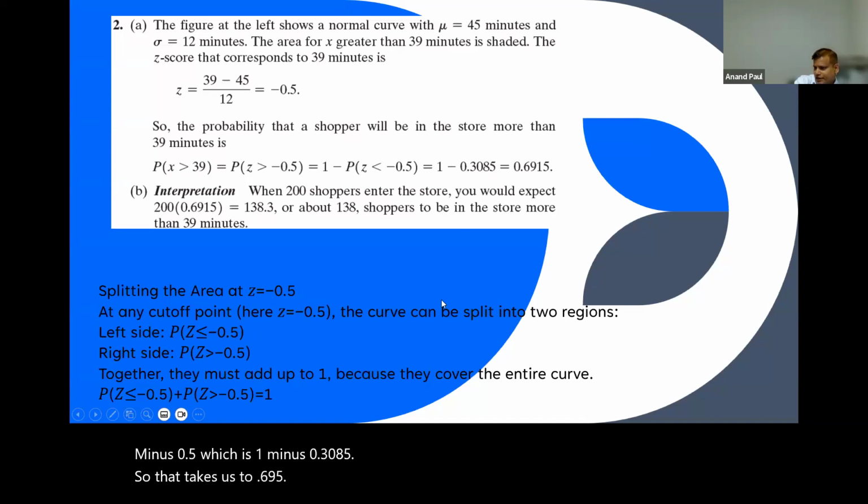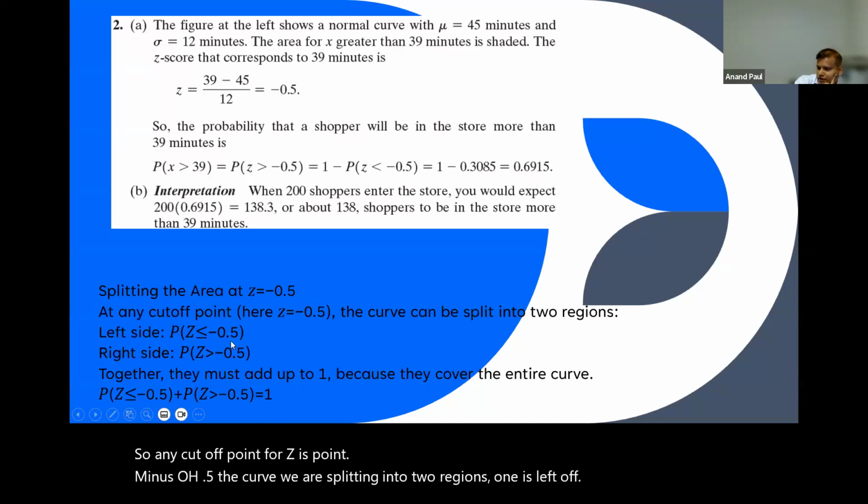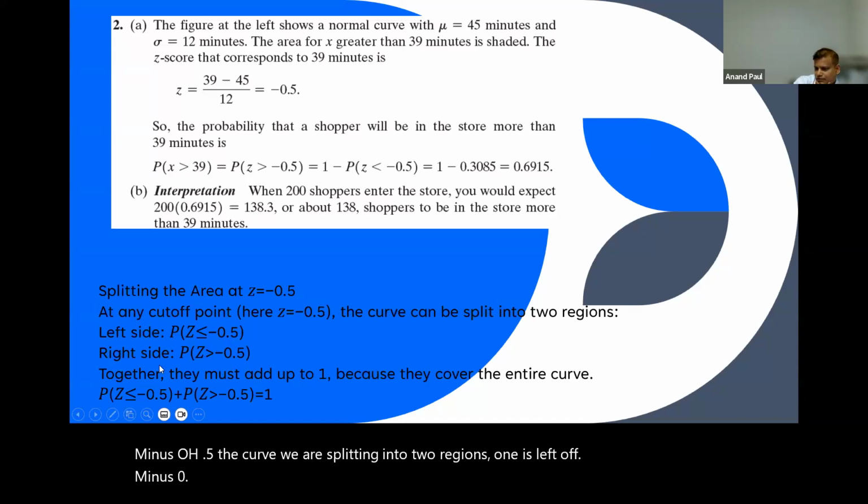So generally, again, with a similar thought that we had earlier. So any cutoff point for Z is minus 0.5. The curve we are splitting into two regions. One is left of minus 0.5 and one is right of minus 0.5.